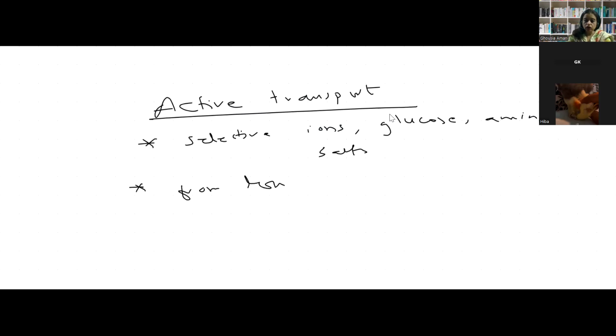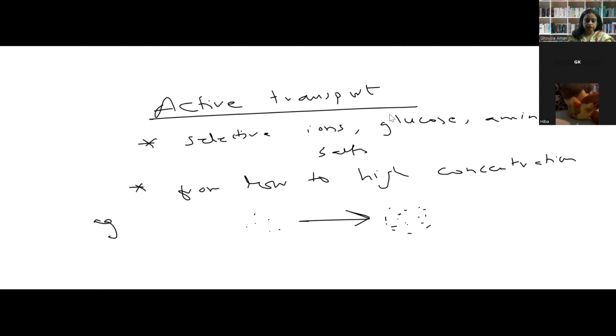What is the meaning of low to high concentration? From the area where the particles are fewer, they go to the area where the particles are more. What does it mean? Against the concentration gradient. Against the gradient, the opposite. Low to high. This is why the molecules are actually climbing up to the height. So it requires energy.